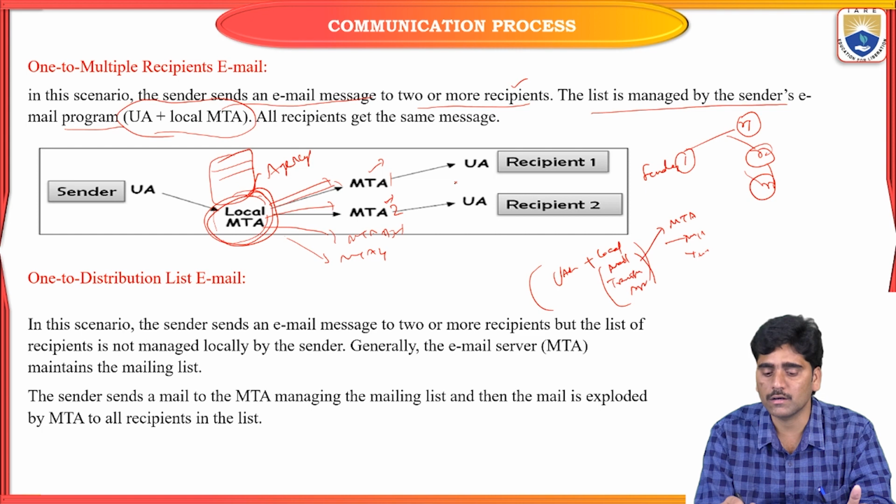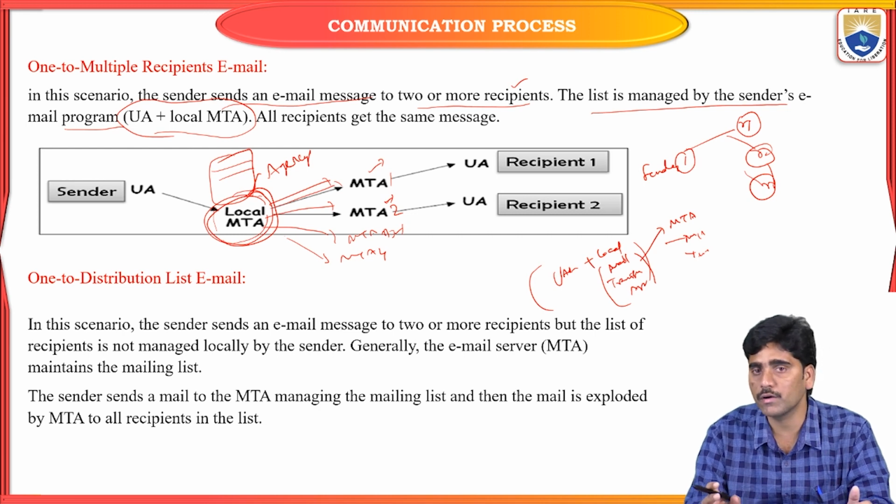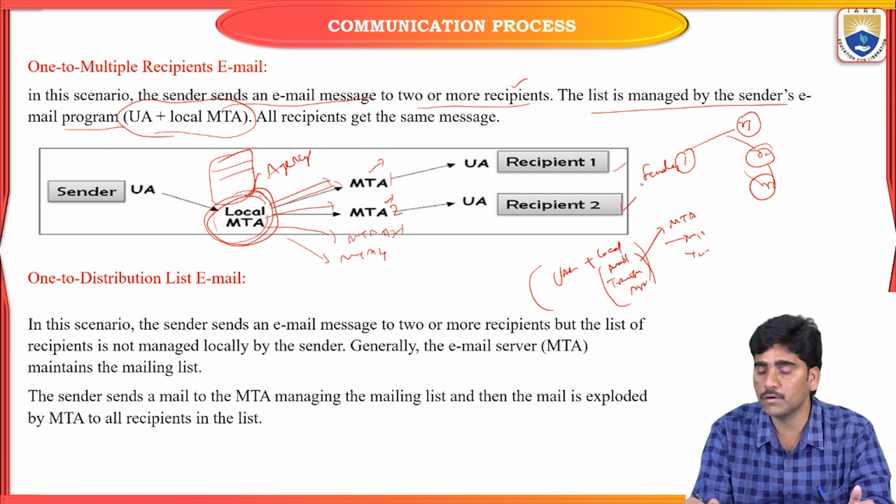All the mails are got to be delivered or received by the recipients. So this is the way one to multiple recipients emails. So this is the way we can understand that multiple emails are to be forwarded to the multiple recipients: recipient 1, recipient 2, recipient 3, like that.